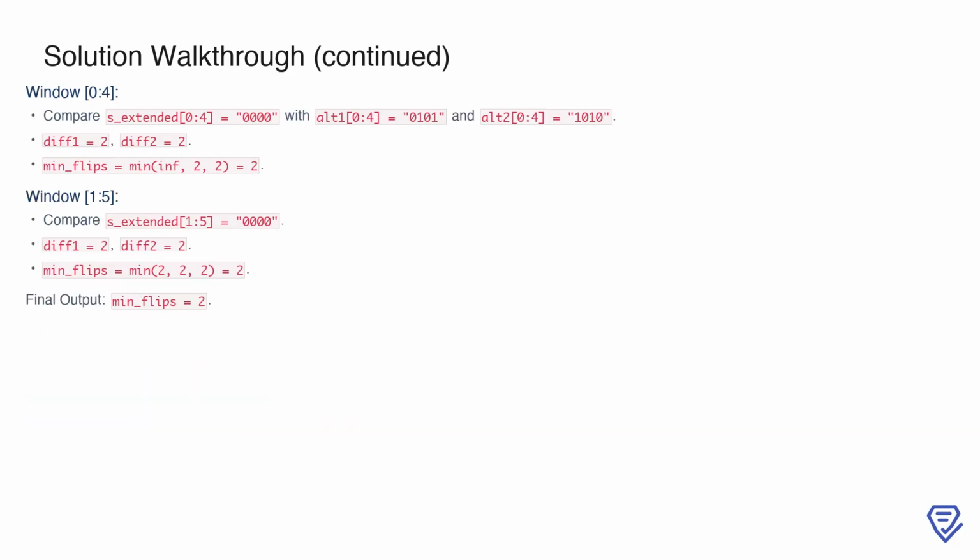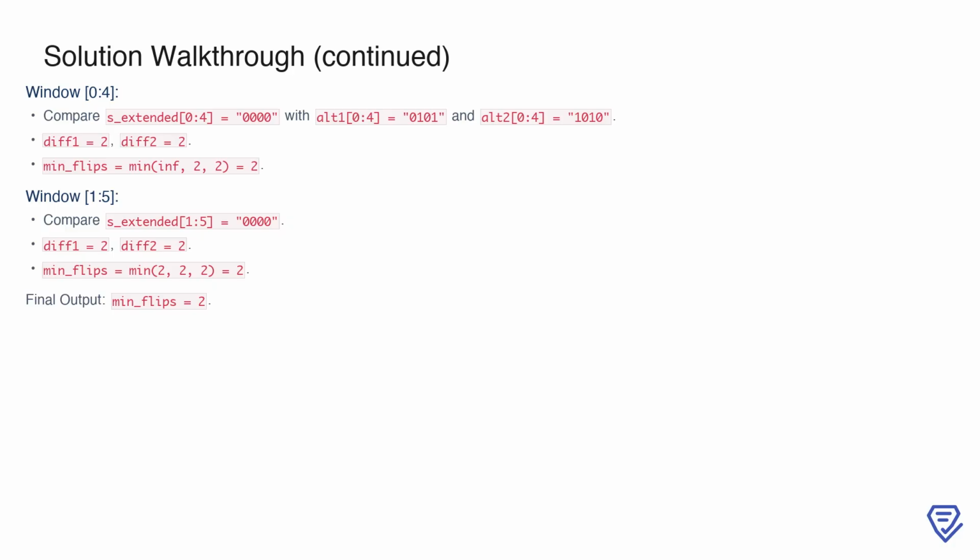For the first window, 0:4, the substring s_extended[0:4] is 0000. Comparing it with alt1[0:4] equals 0101 results in mismatches at positions 0 and 2, so diff1 equals 2. Against alt2[0:4] equals 1010, there are mismatches at positions 1 and 3, giving diff2 equals 2. The minimum flips for this window is min_flips equals min(inf, 2, 2) equals 2.